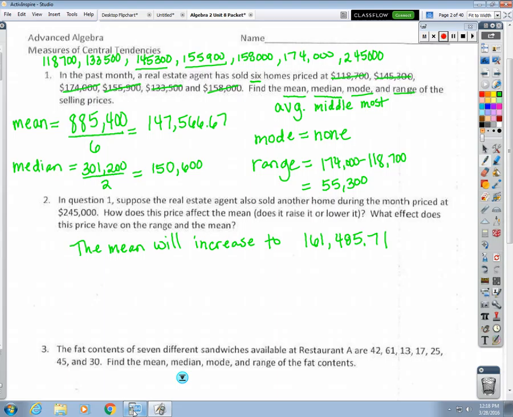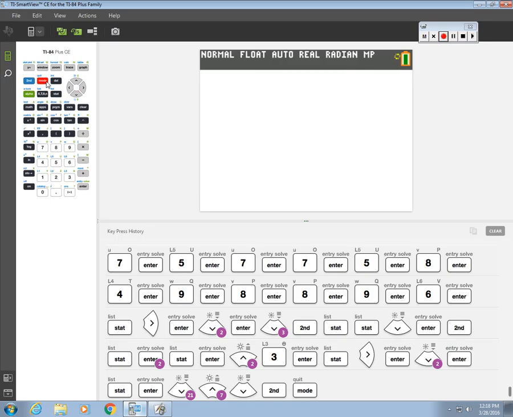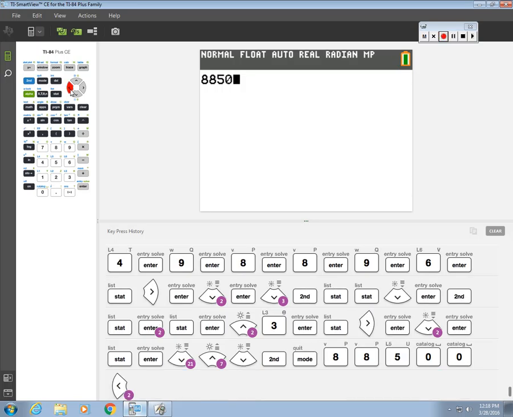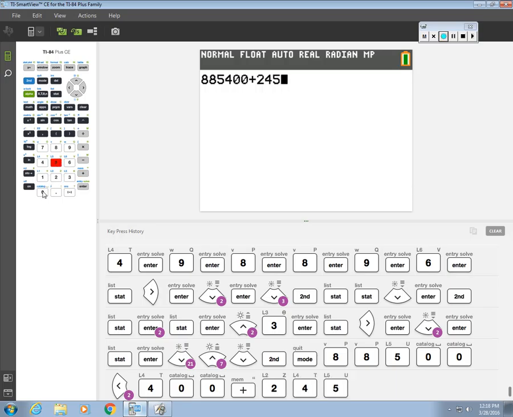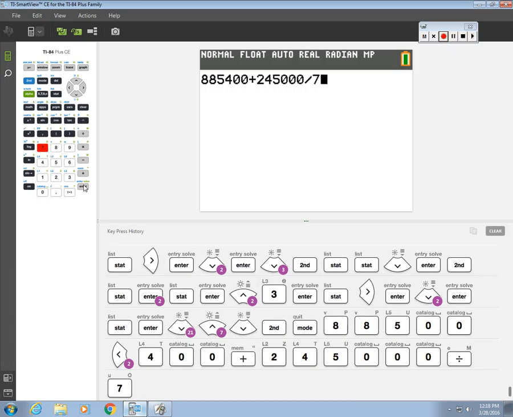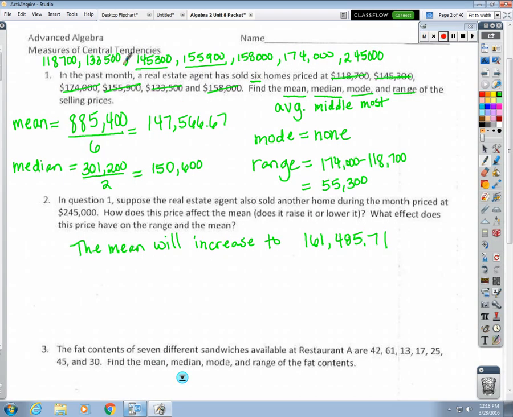Now, let me show a common mistake that students make when doing these problems. I'm going to add them all up. Well, actually, I'll just add up the 885,400. Okay, 885,000. There's just 400, right? And then I'm adding it to his 7th home, which is 245,000. A lot of students do this. Right here, they'll just say divided by 7. Is that the mean that we got? Could you have an average of 920,400 for these homes? No. He didn't even sell a home near that price. So there's no way that could be the average selling price.